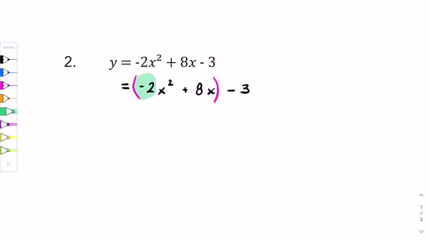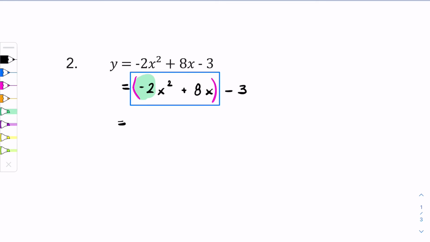Previously, we could not have a leading coefficient of anything other than 1, which is still the case, but we're only concerned with it inside the parentheses. So we only want to take a GCF out of the expression negative 2x squared plus 8x. Therefore, I'm going to factor out a value of negative 2. Left over inside of the parentheses is going to be x squared minus 4x, and then minus 3 still remains outside of the parentheses.